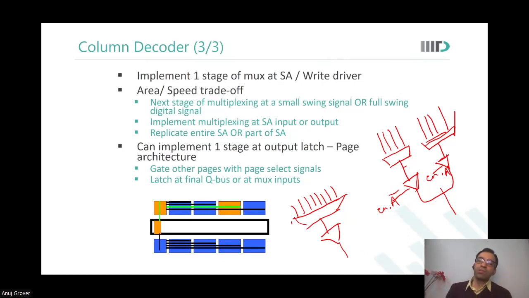Okay. So another way could be that, now we have implemented it here, we could also have it at the latches. The output latch is now multiplexed. Okay. What does that mean? There we will call something pages. There are multiple pages. The page which is being accessed, the latch of that particular page would be selected and connected to a global bus.